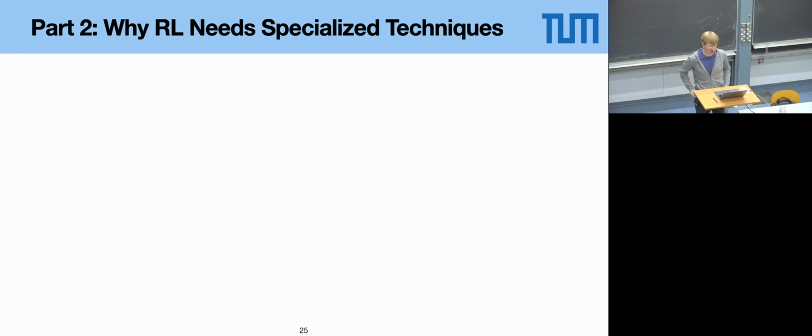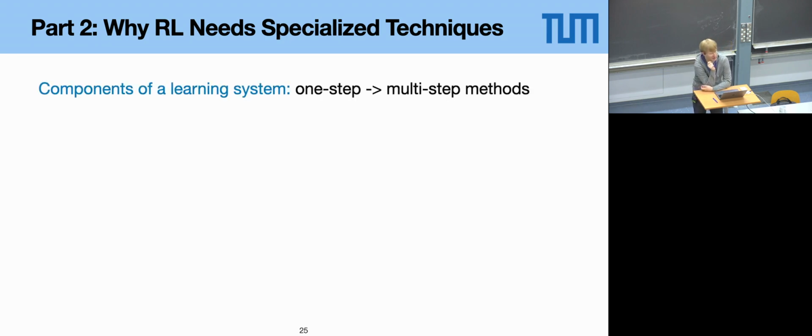Okay, let's continue. We want to understand now in more detail what motivates some of the ideas that are presented in the first half of the lecture. One way to look at these ideas in a logical order is the following. We have different components of a learning system. For each of them, you have a choice of using either a familiar one-step method or a reinforcement learning multi-step method. Remember, reinforcement learning tasks are multi-step tasks.